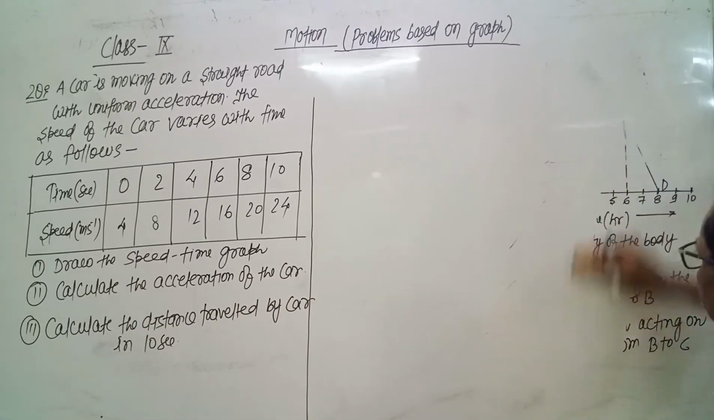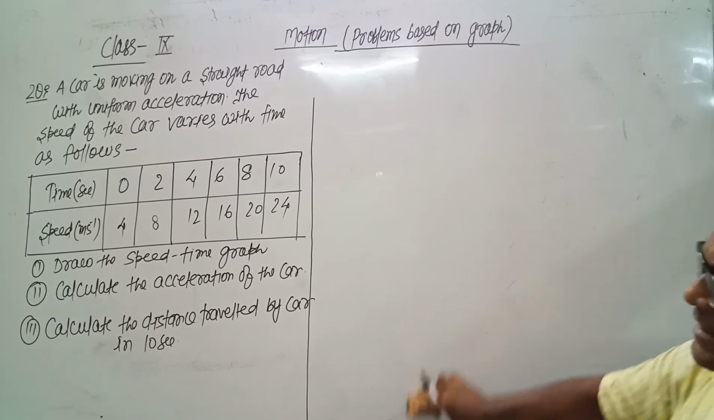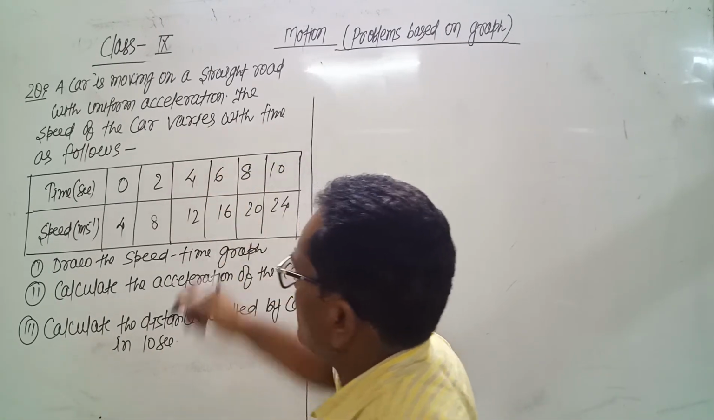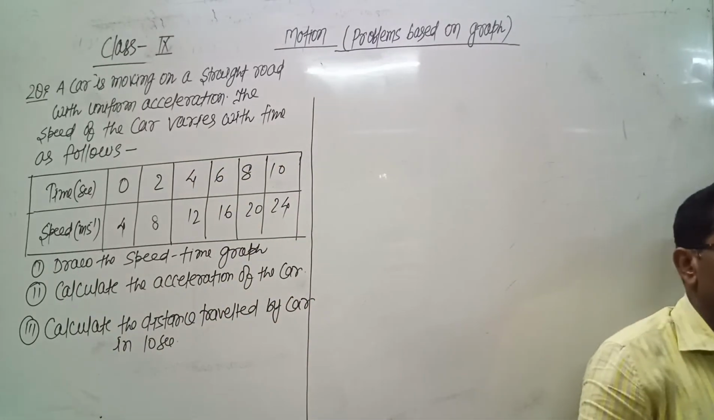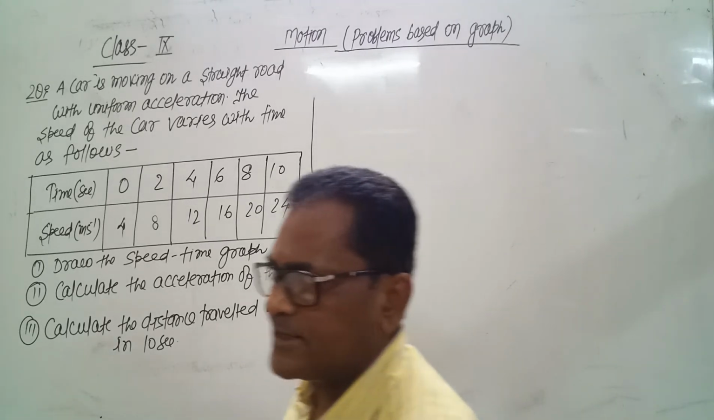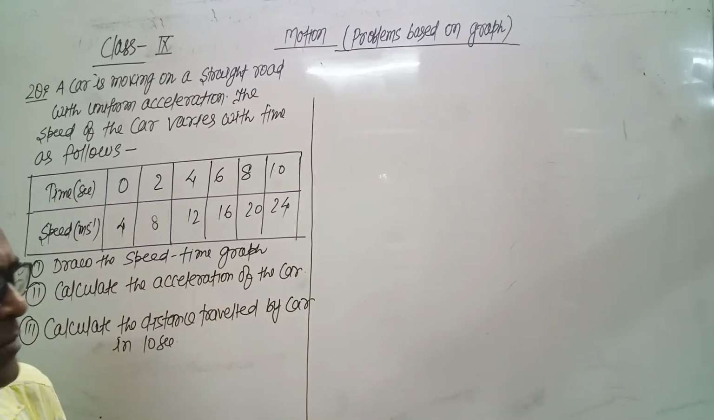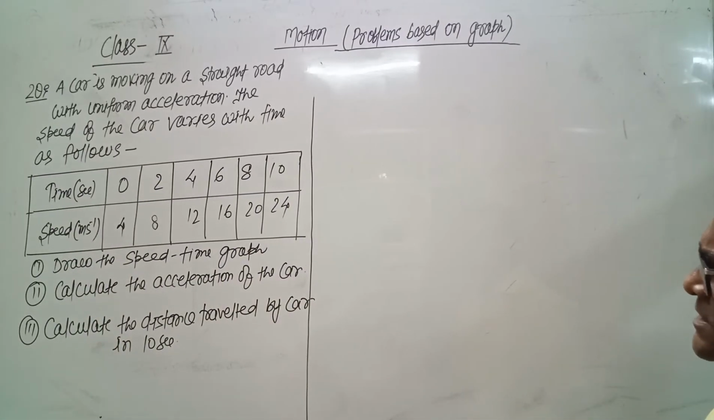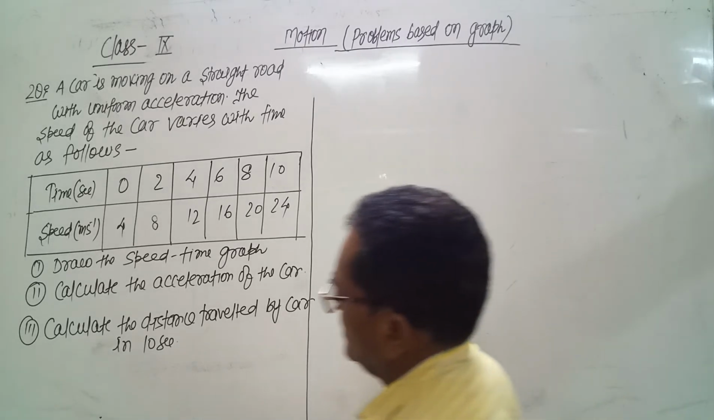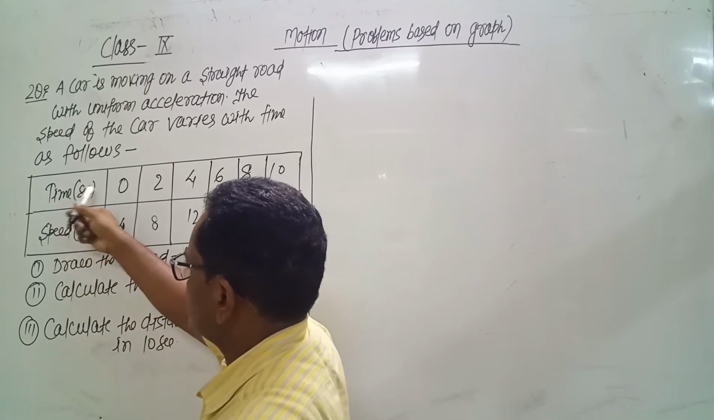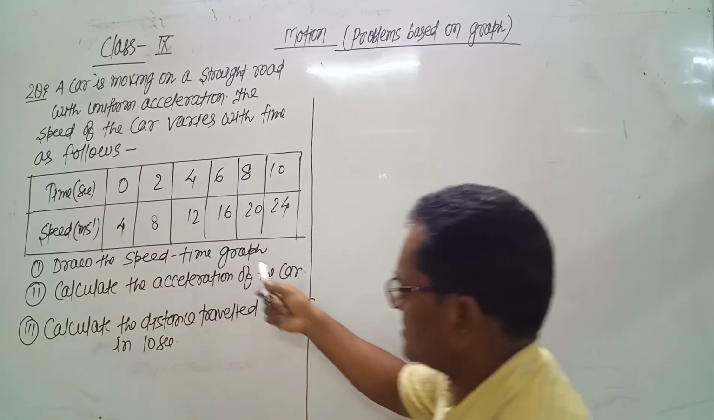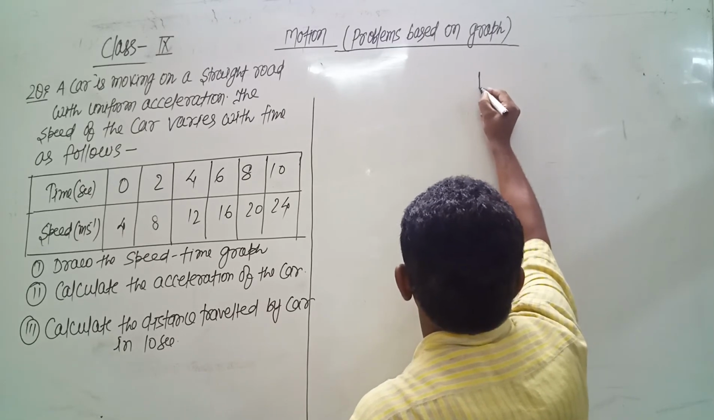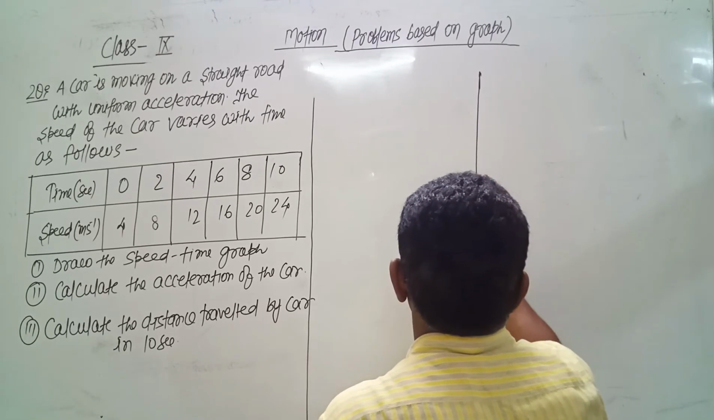Now second question. We have given a car is moving on a straight road with uniform acceleration. Uniform acceleration means positive acceleration, and positive acceleration means sloping upward. The speed of the car varies with time. We have given the data. Time is given in second, speed in meter per second. So draw the speed time graph. Firstly we will draw the speed time graph from the following data.